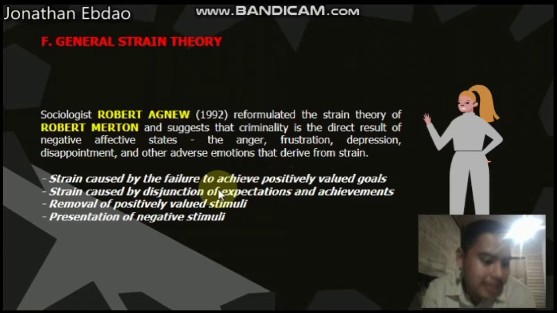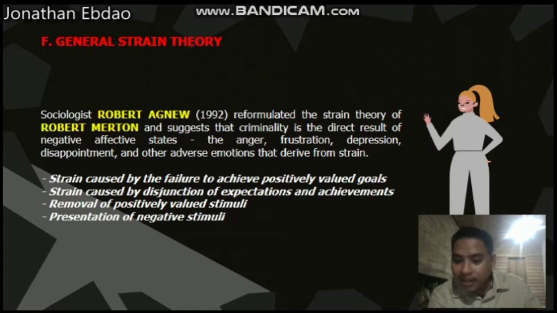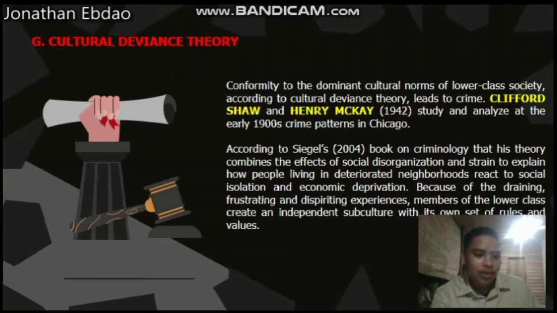There are the strain caused by failure to achieve positive goals, strain caused by the disjunction of expectations and achievements, removal of positively valued stimuli, and presentation of negative stimuli. These are the various sources of strain according to Agnew. The next one is cultural deviance.